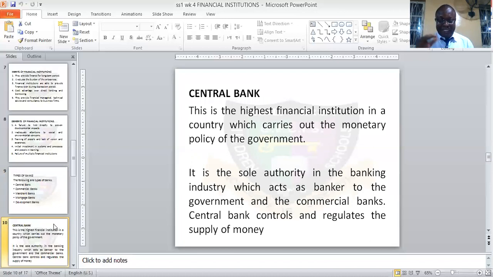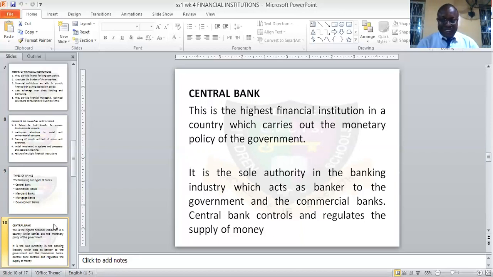Let us look at the Central Bank. The Central Bank is the highest, the apex financial institution in the country, which carries out the monetary policy of the government. You must know this is where they mint money, they print money as well. It is the sole authority in the banking industry that acts as a banker to the government and to commercial banks.